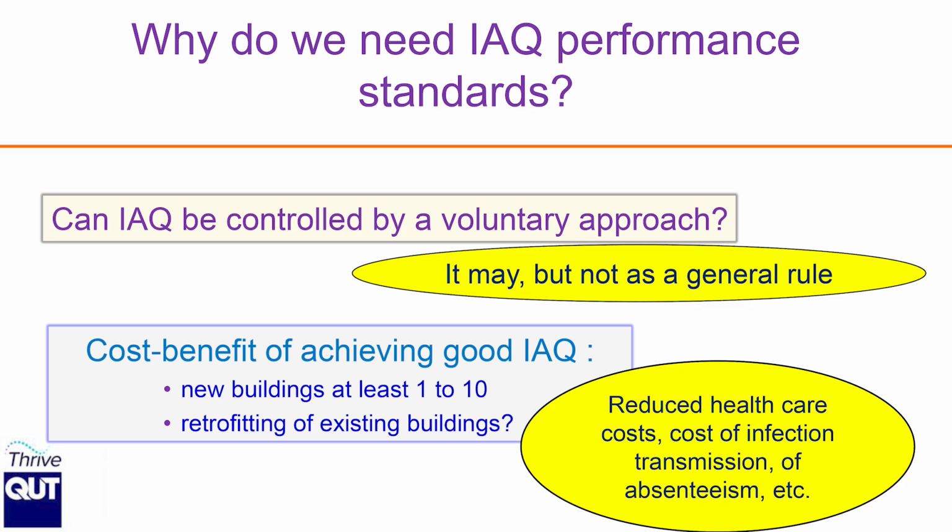Why do we need it? Well, if nothing else, it convinces regulators through cost-benefit, which for new buildings is at least 1 to 10. 1 to 10 means that what you invest is 1, and what you gain is 10 in terms of reduced healthcare cost, absenteeism, performance, productivity, and so on. That's the gain. It's more difficult to calculate for existing buildings because it's, of course, different for different buildings.